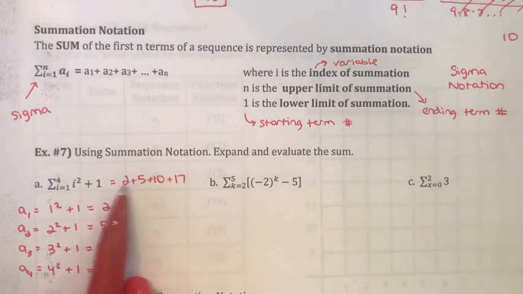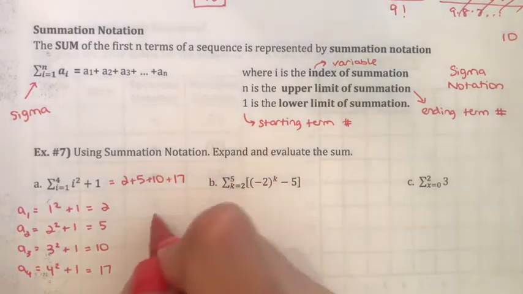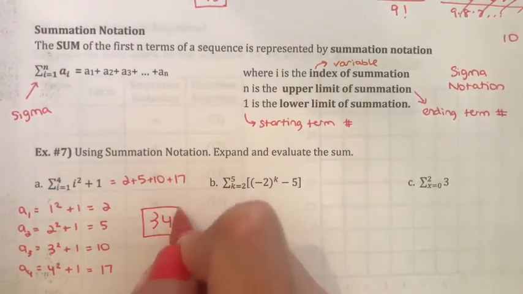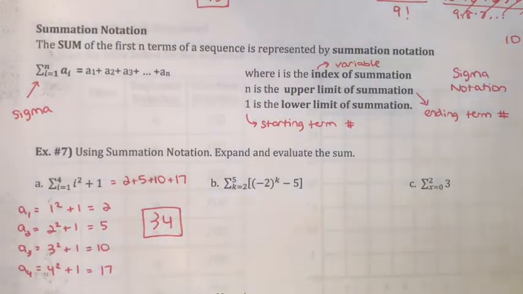Okay, so when I add up all these numbers, I get 34. So the value of the sigma is 34.